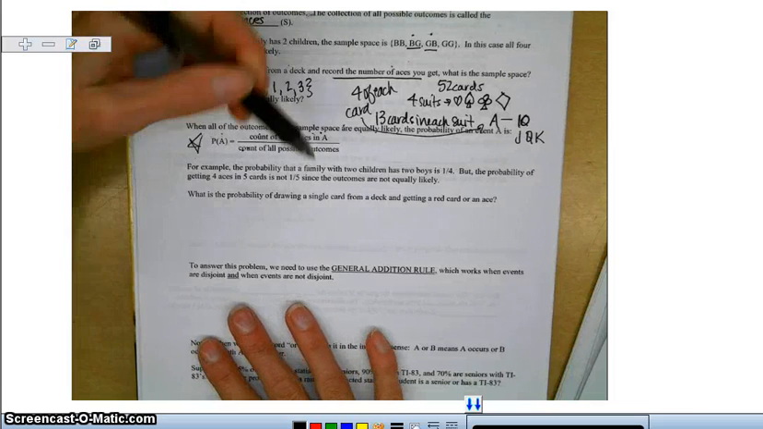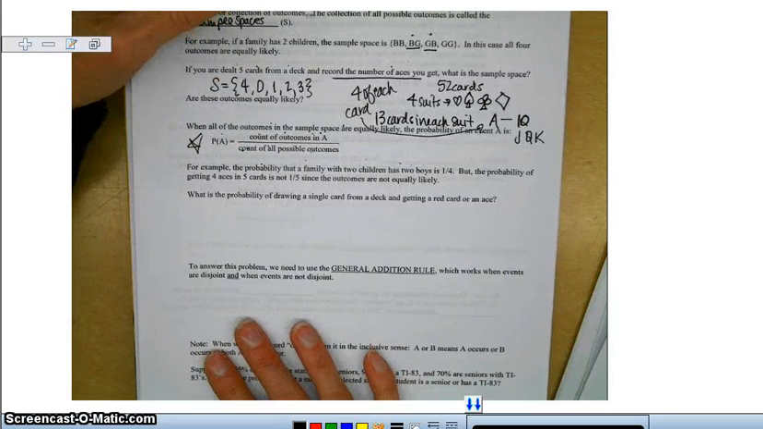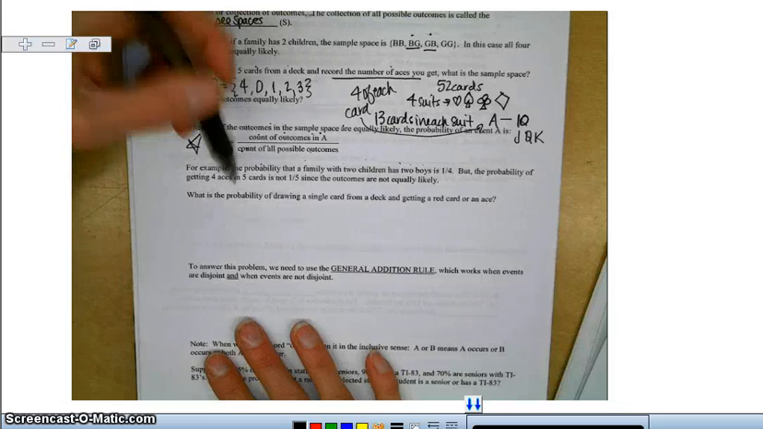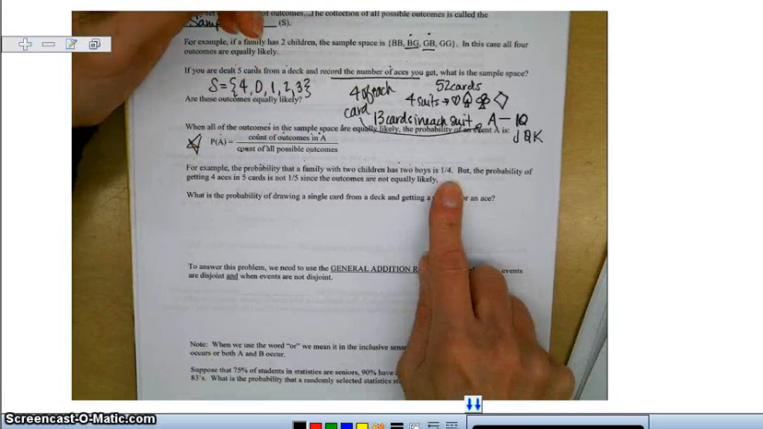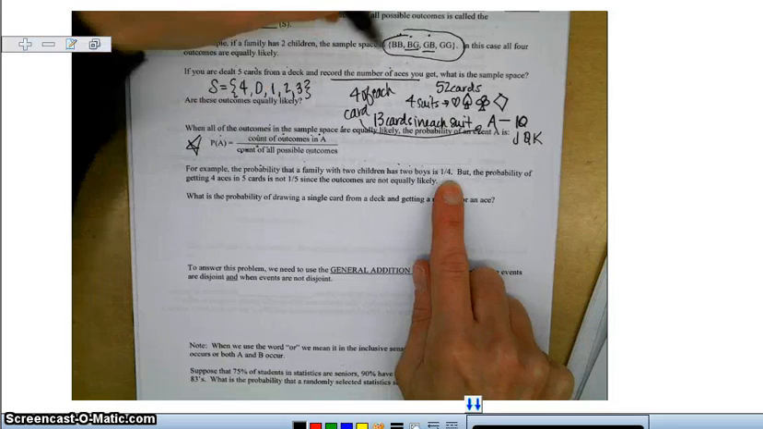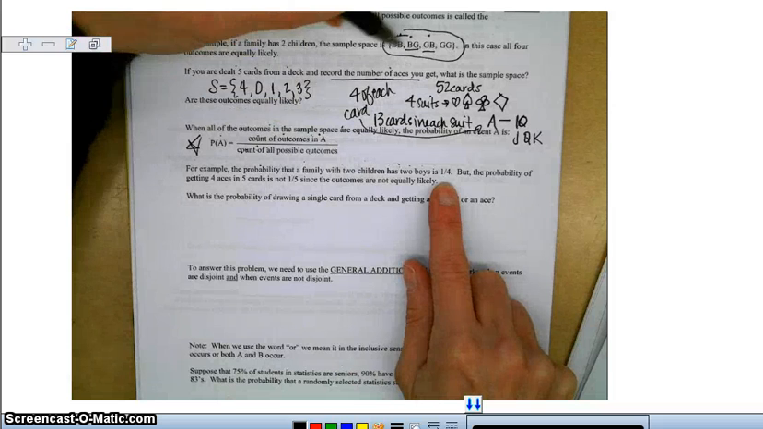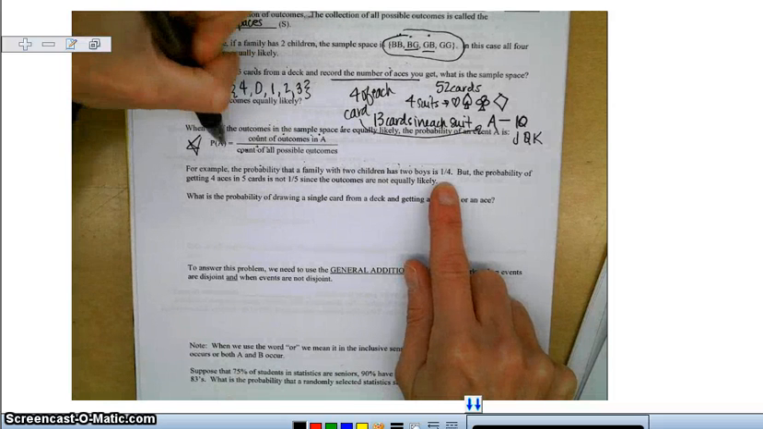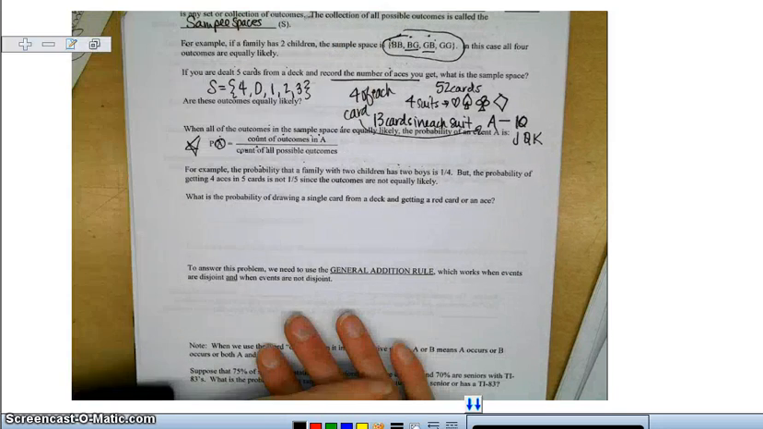So, for example, the probability that a family with 2 children has 2 boys is 1/4. Now, where did that come from? Up here, isn't that the total sample space for the 2 kids? That would be the bottom number, 4. And how many of those have 2 boys? 1 of them. The event A, having 2 boys, has 1 of those 4 outcomes.